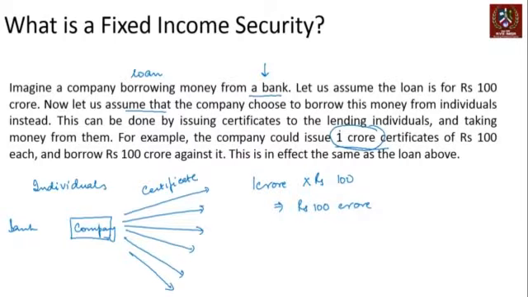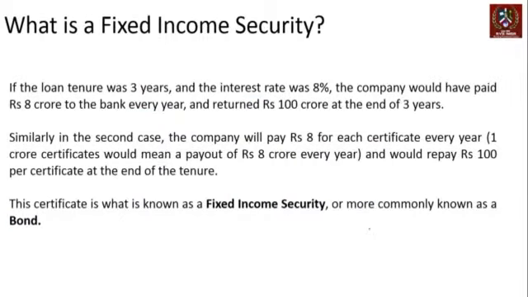It could be less than that, because one individual could buy more than one certificate. Once you get a certificate, in lieu of that, you're paying 100 rupees to the company. And effectively, the transaction that has happened is that in both the cases, the company has borrowed 100 crore. Now, let's understand the premise of this in terms of interest.